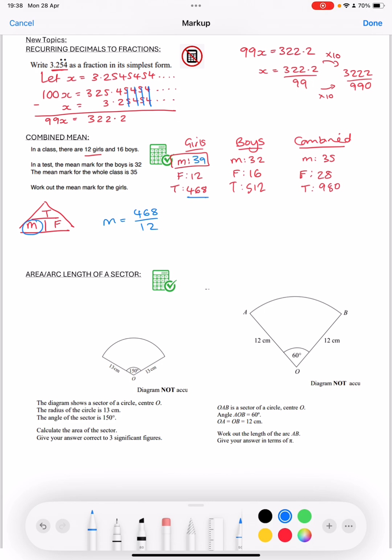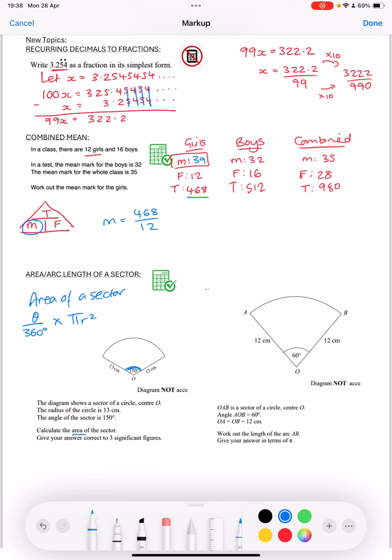And last topic for today, we're going to do area and arc length of a sector. These formulas are not given to you in an exam. So the first question on the left is asking us the area. The area of a sector, just think of a sector as being part of a circle. And to know how much of a circle it is, we look at what fraction it is. So it's 150 degrees over the total degrees of a circle. That's the fraction of the circle it is, of the area of a whole circle, pi r squared.